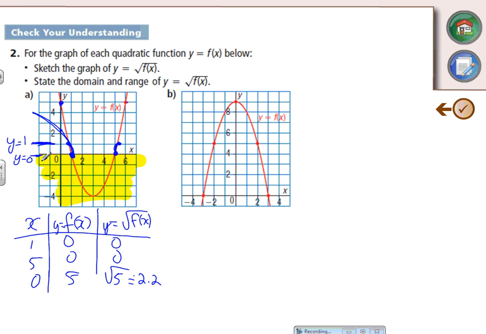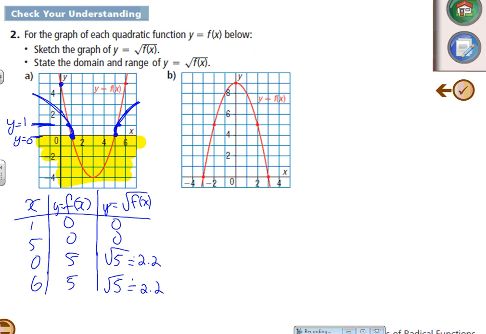Then we've got the other side. We've got 6, 5. We're again taking the square root of the 5, which also gives us 2.2. And we've got to get through that one as well. So a nice curve that's going to go through all of those. We're graphed. Just got to do the domain and range at this point.